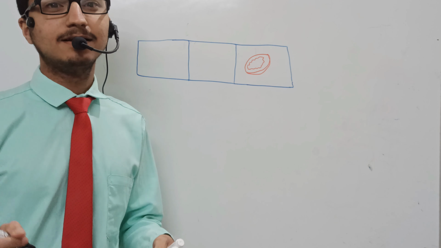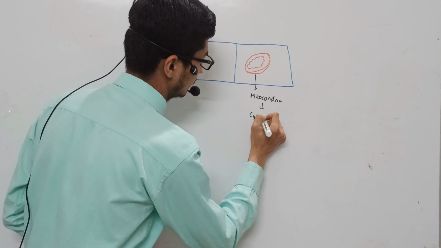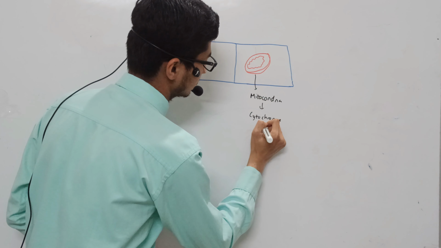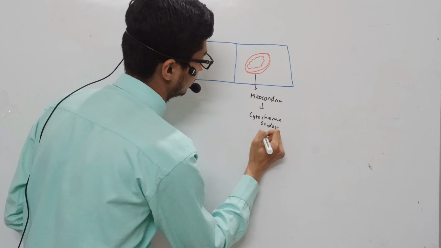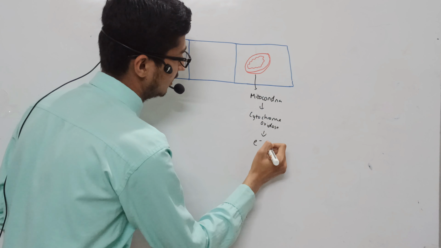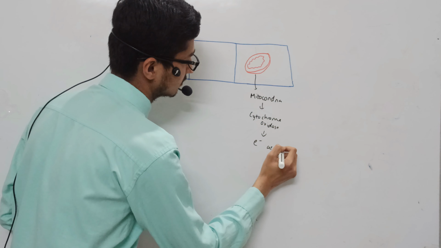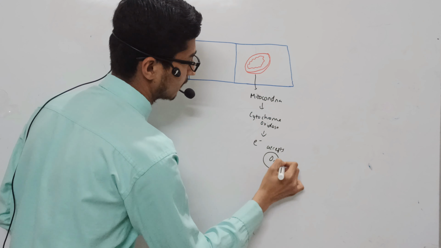Next comes an important kind of hypoxia, that is histotoxic hypoxia. In every cell we have the powerhouse of the cell, that is mitochondria. In mitochondria there occurs an important process, that is the cytochrome oxidase pathway, which will release an electron and accept the oxygen molecule.